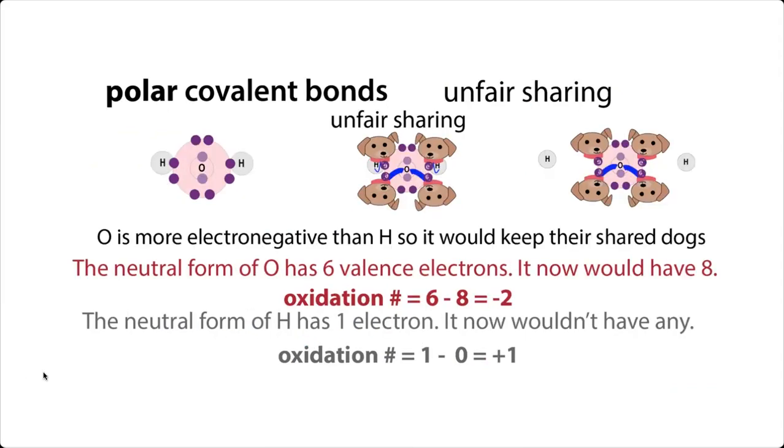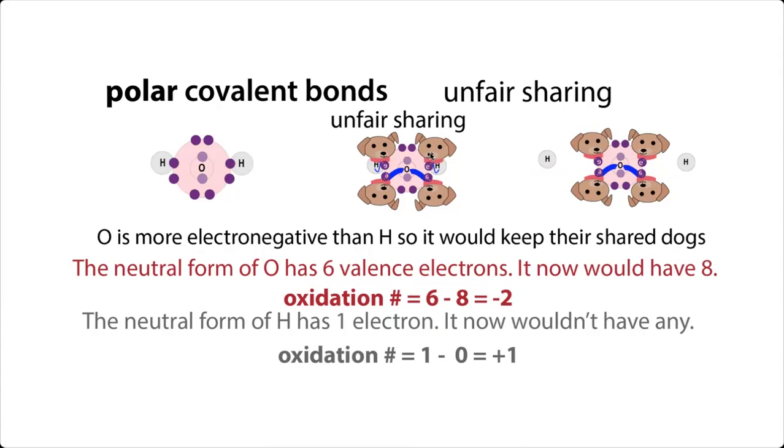But what about our situation with the polar covalent bonds? We've got unfair sharing here. If we said that the oxygen was going to win them, so we split them up, we take that oxygen, which before had 6 valence electrons. Now we're saying we get 8 valence electrons. And voila, 6 minus 8 is minus 2.